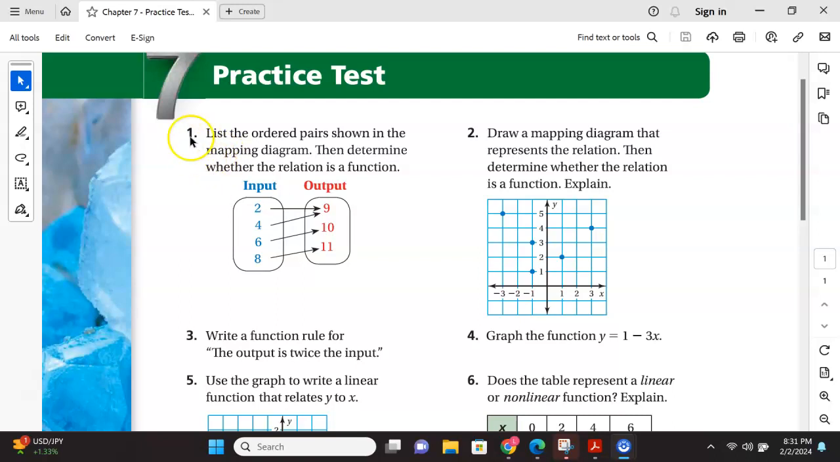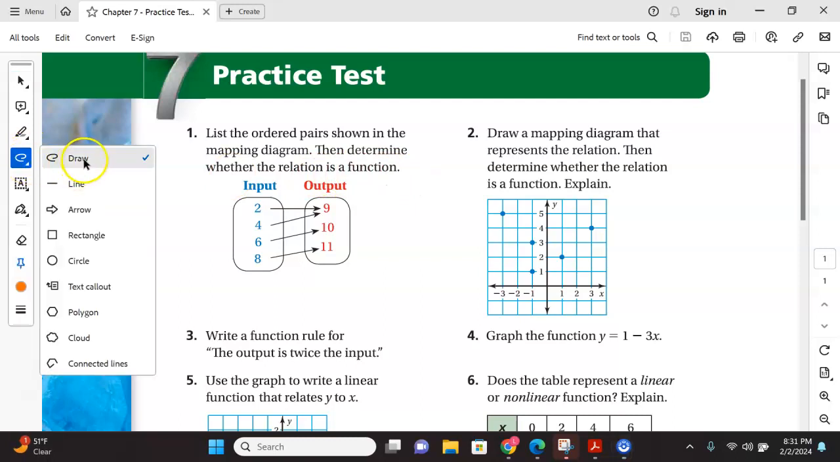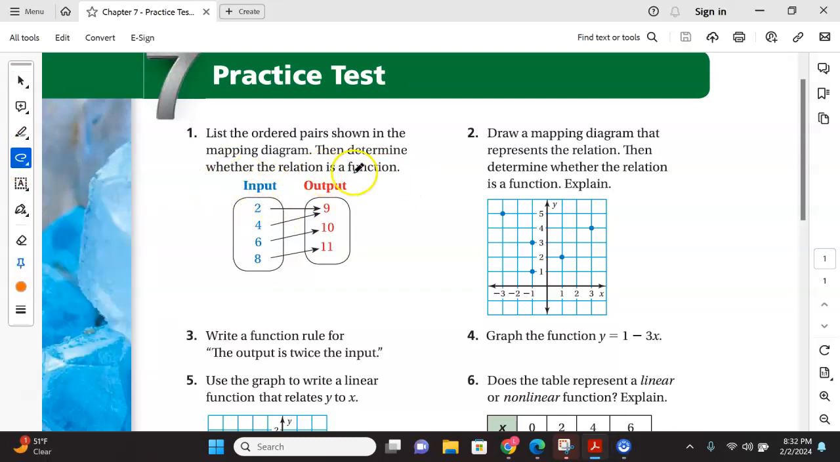Alright, so for number one, it says list the ordered pairs shown in the mapping diagram, then determine whether the relations are functions or not. First of all, a function is a relation where every input is assigned to one output. A lot of you got confused because the 2 is an input and the 4 is an input, and you have the same output, 9. Well, this is still a function because for every input, you still have an output.